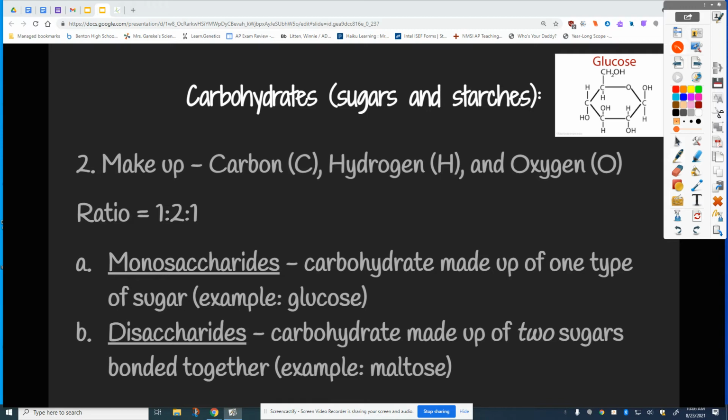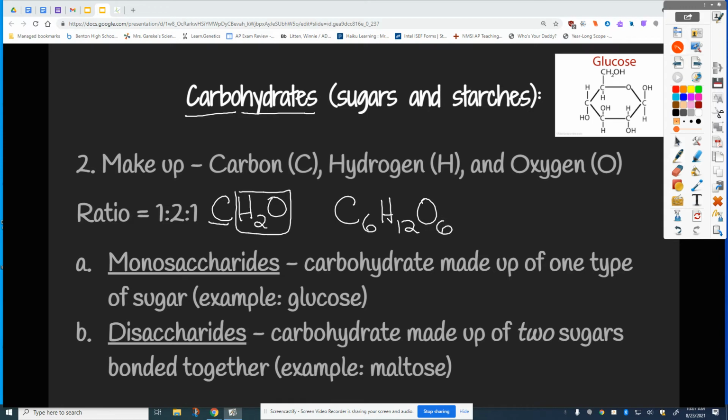So that means this. Well, what does carbo make you think? Carbon. And hydrate, what does that make you think of? Water. So it's a carbon and water. See that ratio? Here's your carbon. Here's your water. What's the formula for glucose? C6H12O6. If you have Miss Harper, she would always say CHO, 612-6.